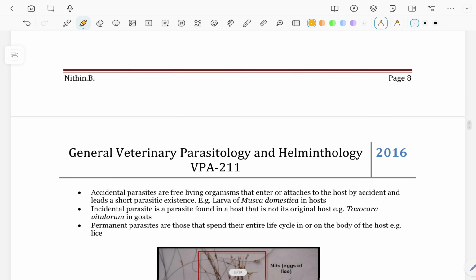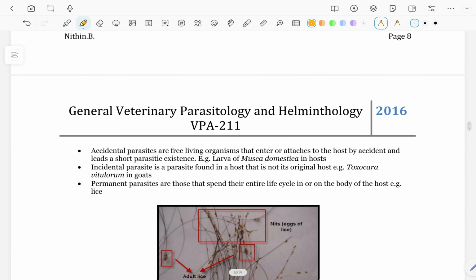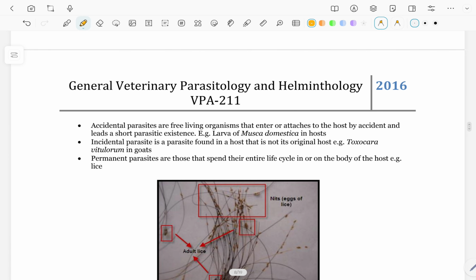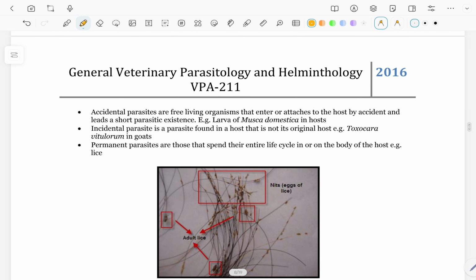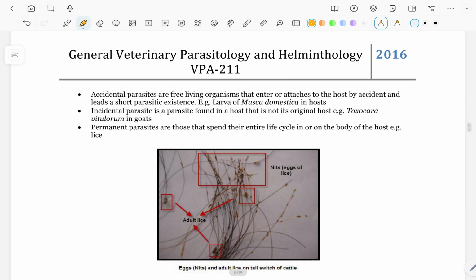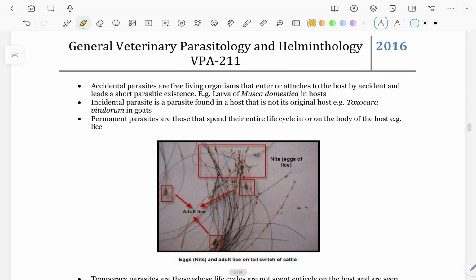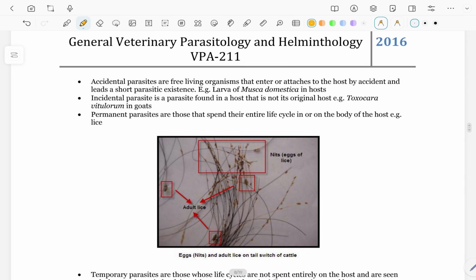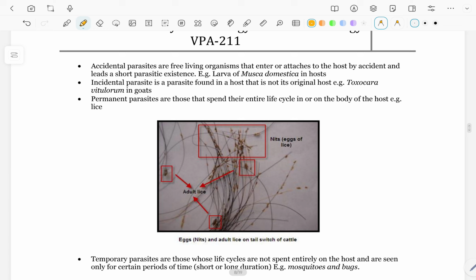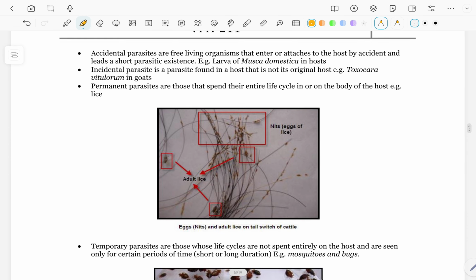Accidental parasites are free living organisms that enter or attach to the host by accident and lead a short parasitic existence. Example: larva of Musca domestica in host. An incidental parasite is a parasite found in a host that is not its original host. Example: Toxocara vitulorum in goat.